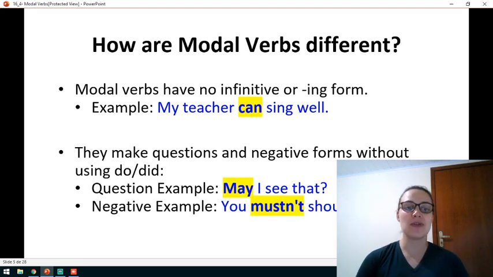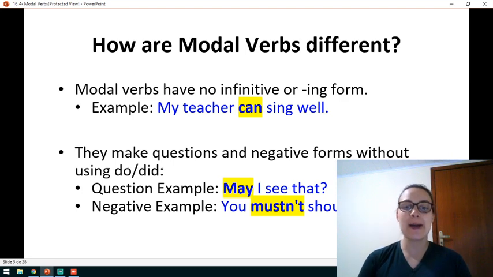Now, also with modal verbs, you'll see that they make questions and negative forms without using do or did. So usually when we make a question in the present, we use do. Or if we're talking about the negative, then we use don't. But same thing with the past. For example, we use did for questions and didn't for the negatives. However, with modal verbs, we don't use do or did.